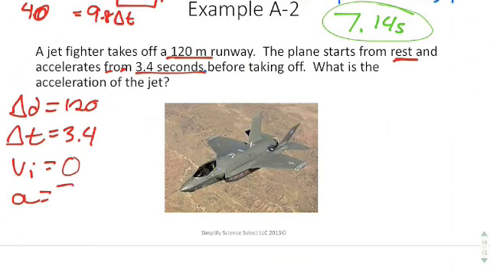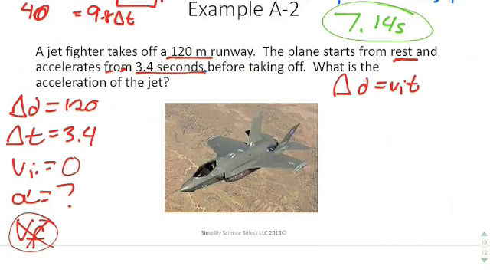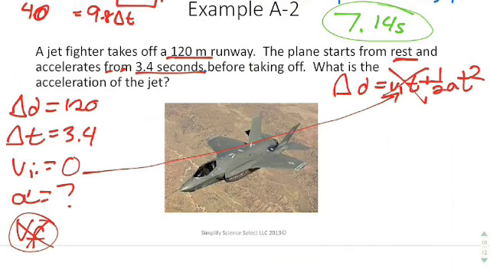If you take a look here, we do our IFDAT. We've got initial velocity, displacement, acceleration, time. The only thing that doesn't have a value is final velocity. So we say, okay, what equation doesn't have final velocity in it? And that would be the equation delta d equals vi t plus 1/2 a t squared. Now remember, when the initial velocity is 0, this entire first term cancels out. So what we're left with is delta d equals 1/2 a t squared.